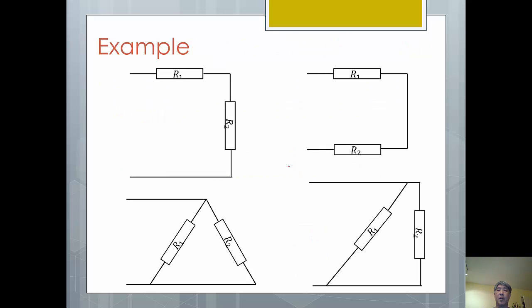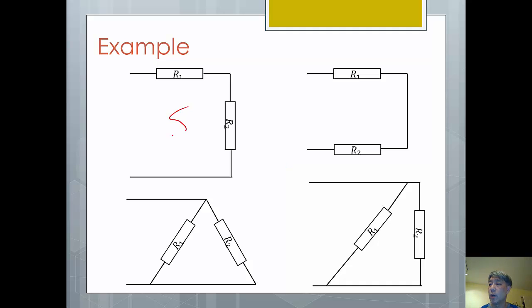So these are a couple of examples, and you need to decide which of these are in series, which of them are in parallel, or which of them are none of the above, neither series nor parallel. If you looked at them and are able to decide, either pause the video now and think about it, or continue watching.